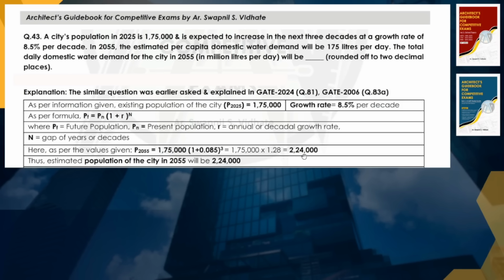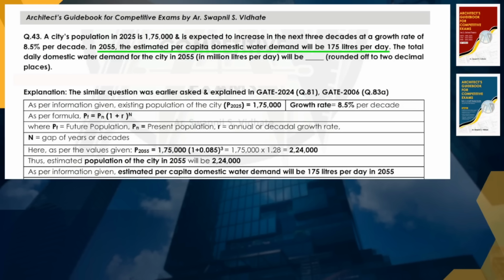It will be 2,24,000. Thus estimated population, this is the population in 2055, it will be 2,24,000, right? Now, as per the given information, they have mentioned that the estimated per capita domestic water demand will be 175 liters per day. That means 175 liters per day. We also call it 175 LPCD, liter per capita per day, right?